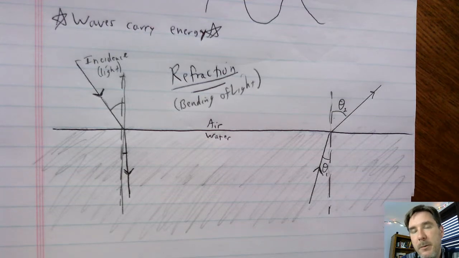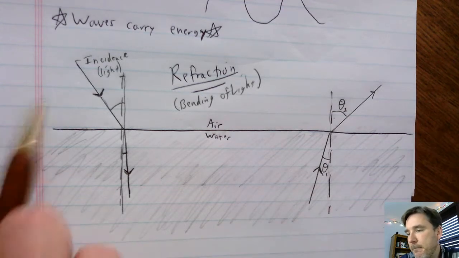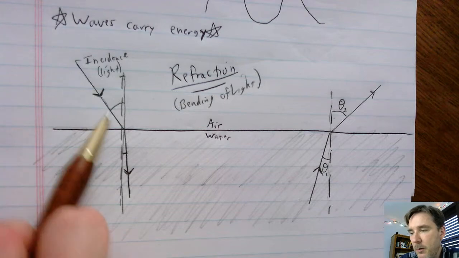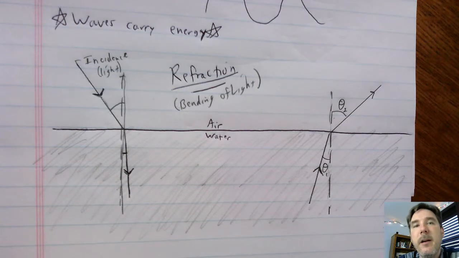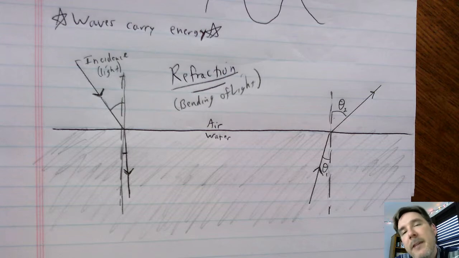Okay, so I'll repeat that just to simplify it. It's going to bend inward when going from air into water, and it's going to bend outward when going from water into air. And the reason is because of that twisting or that bending. It just goes faster in air compared to water.